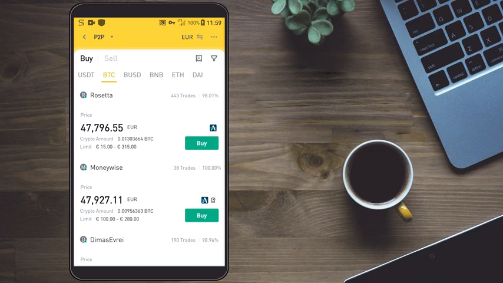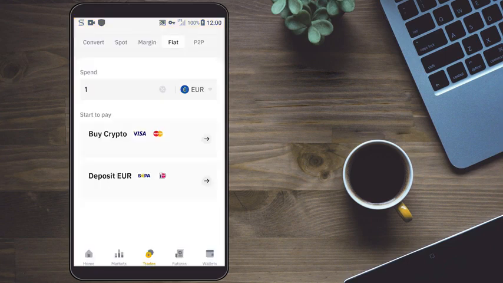And actually, the Binance P2P's escrow service protects every transaction here in P2P trading. All right, let's get back to the previous page.